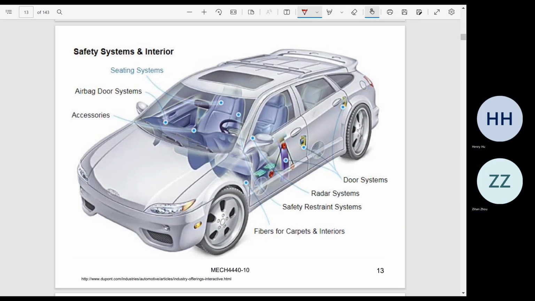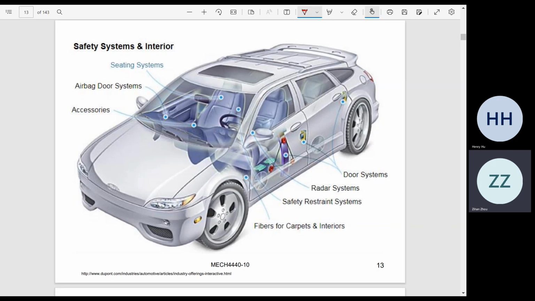These are the safety systems and the interior parts made from polymer, which include the seating system, airbag door systems, accessories, the door systems, radar systems, safety restraint systems, and the fibers for covers and the interiors.